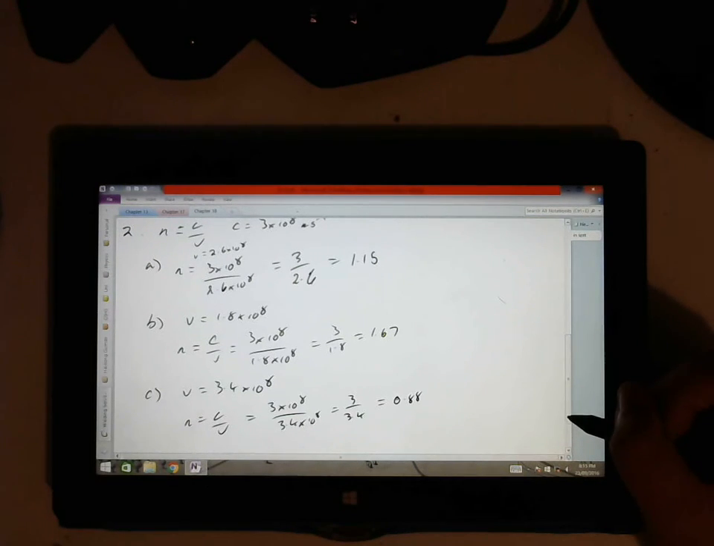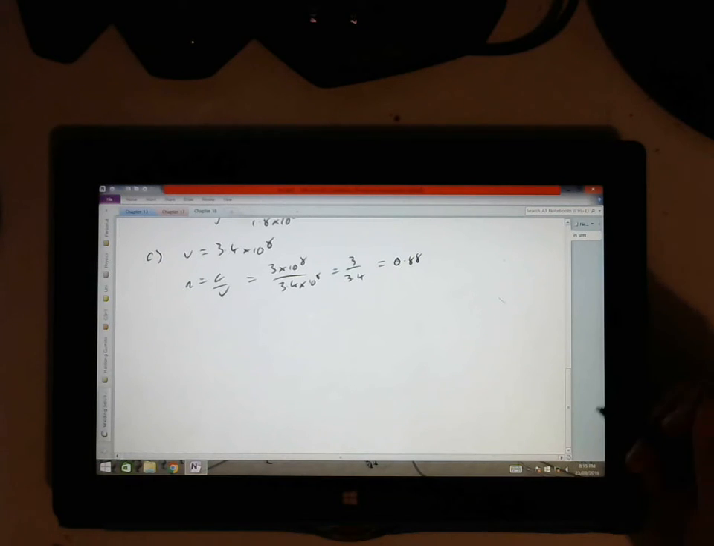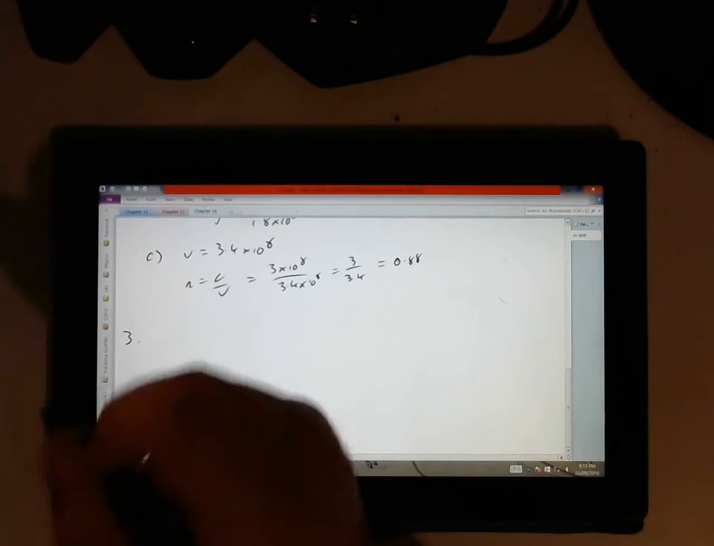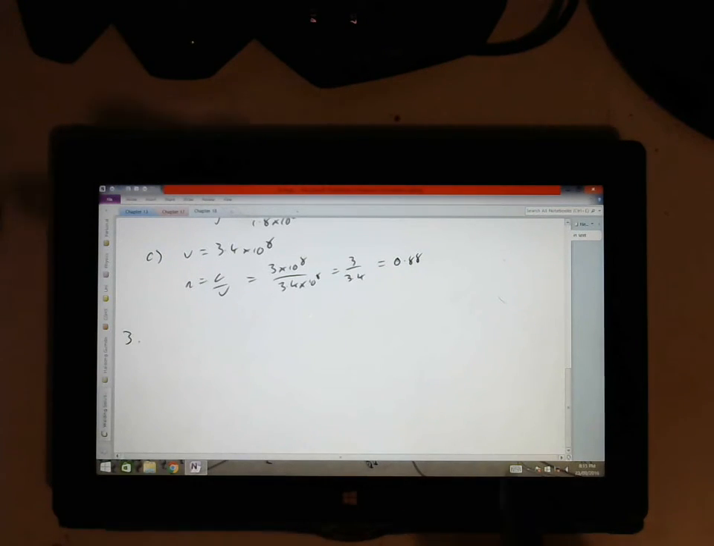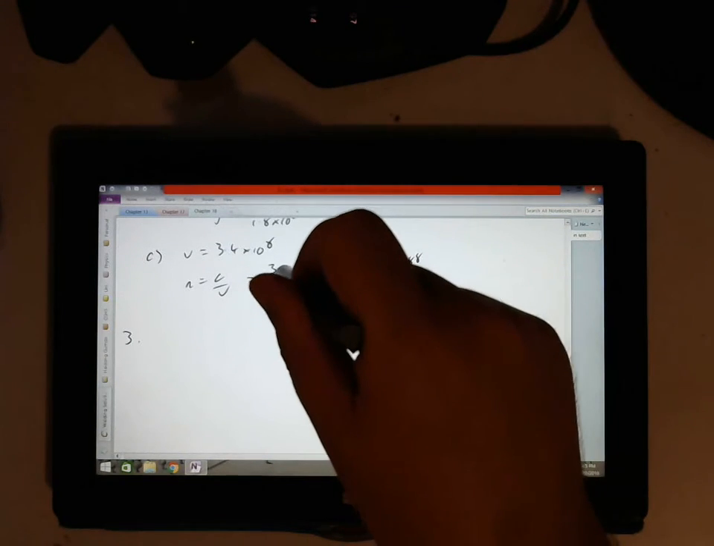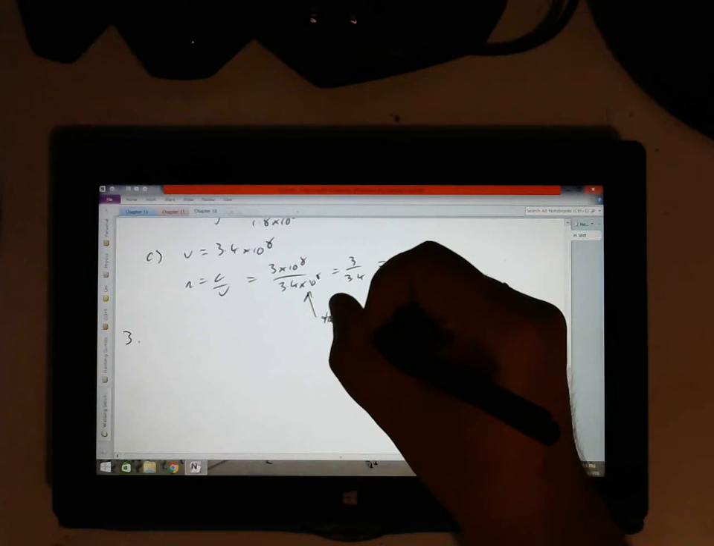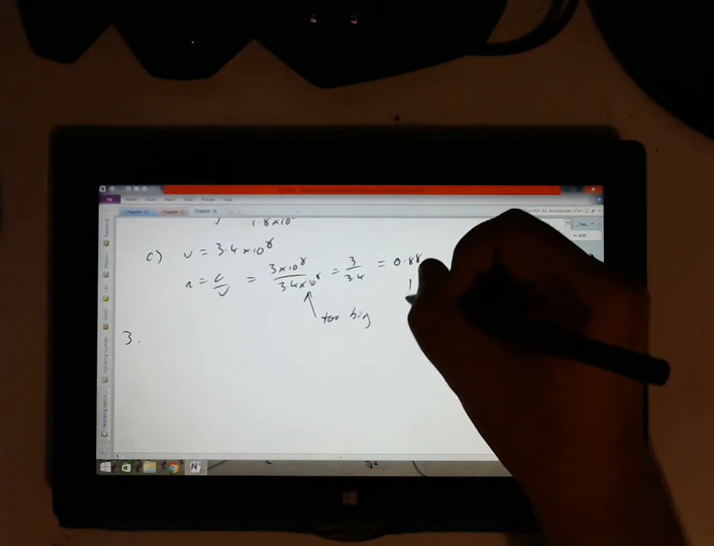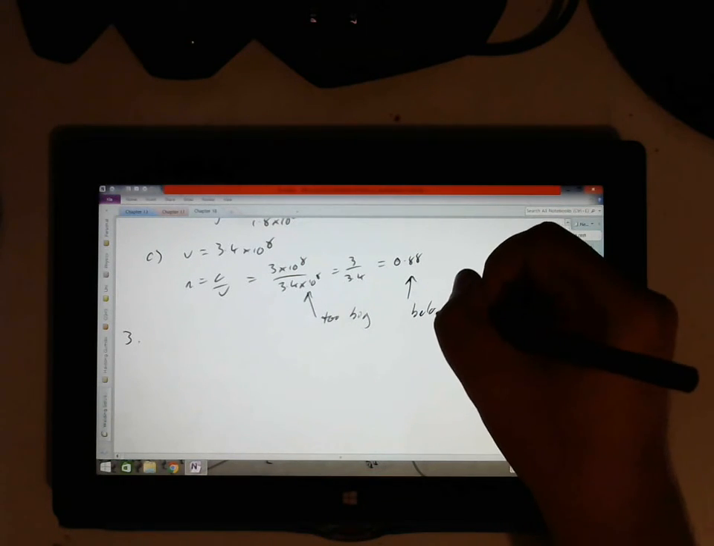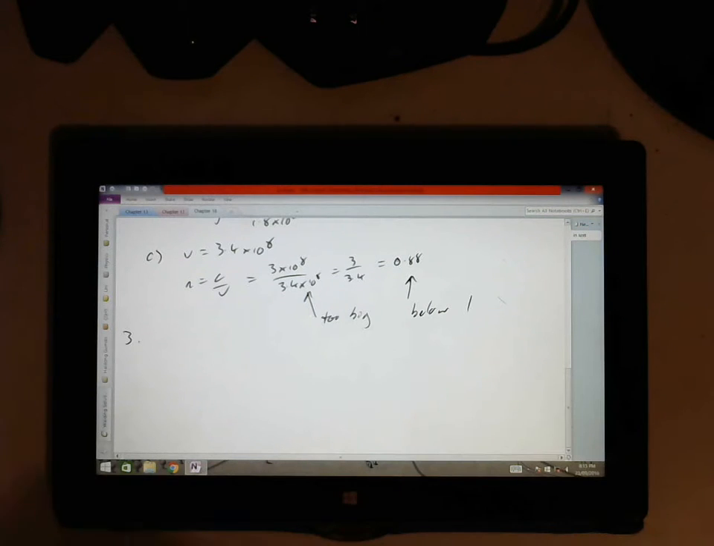Perhaps in the future we will find something that does do that, or we'll create something. But for now, light can't go faster than this speed limit. So this number, too big. This number, below 1. Those are the problems, which is why it's impossible.